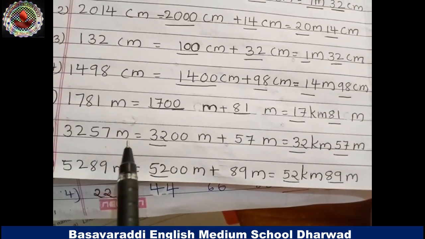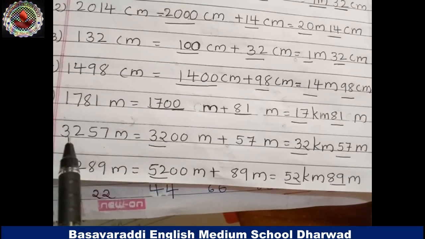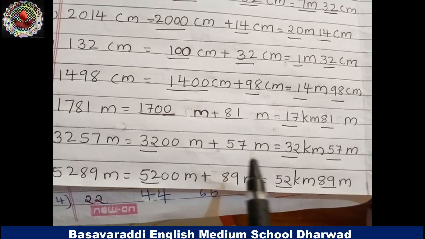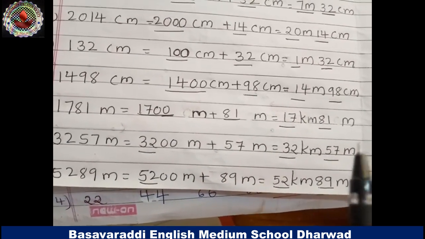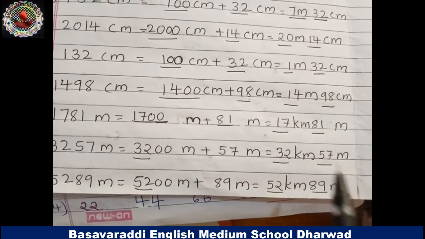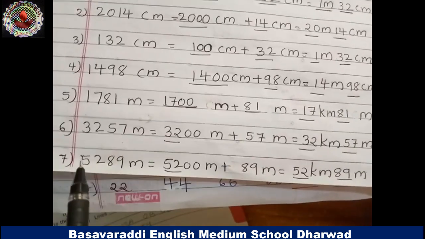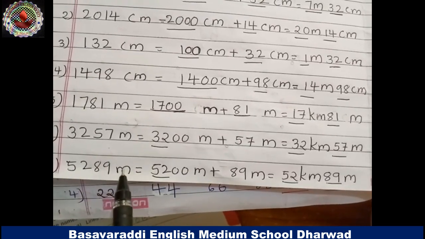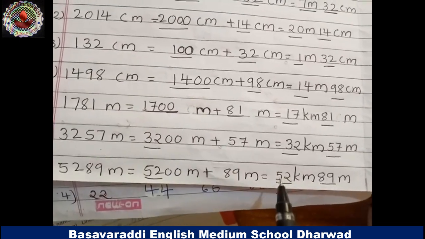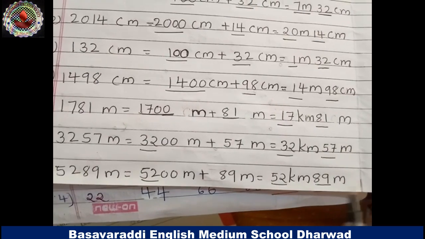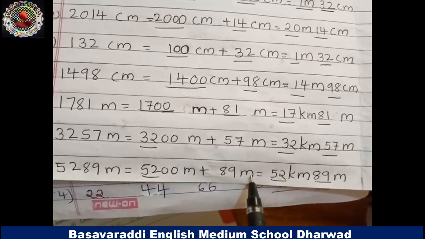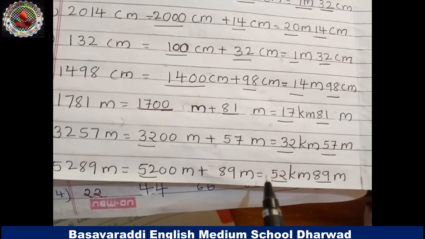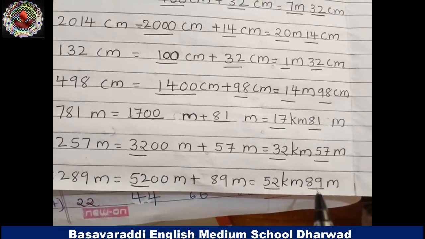3257 meter, that is 3200 meter plus 57 meter is equal to 32 kilometer. Then dash meter means 57 meter. 5289 meter is equal to, they are telling. So afterwards this is dash kilometer, dash meter. So here it is meter and meter. So 5200 meter plus 89 meter. So 52 kilometer, that is 89 meter.